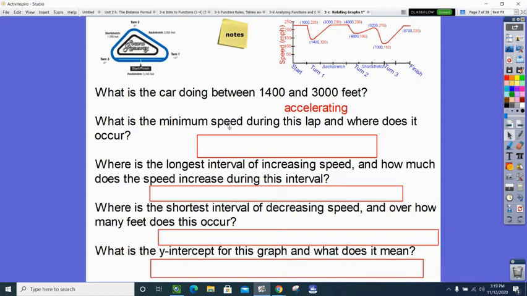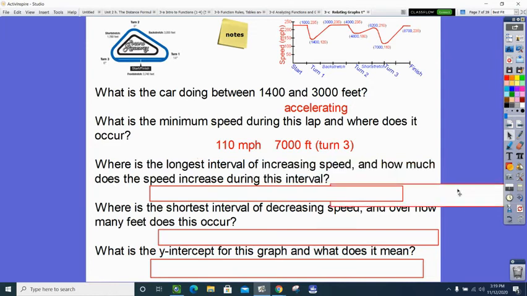What is the minimum speed during this entire lap? Remember, this is the graph of one lap. And where does it occur? For minimum speed, you should have been looking at the y coordinates. Did you get the 110? And where is that happening? It is happening down in that turn 3. It's happening 7,000 feet into the race.